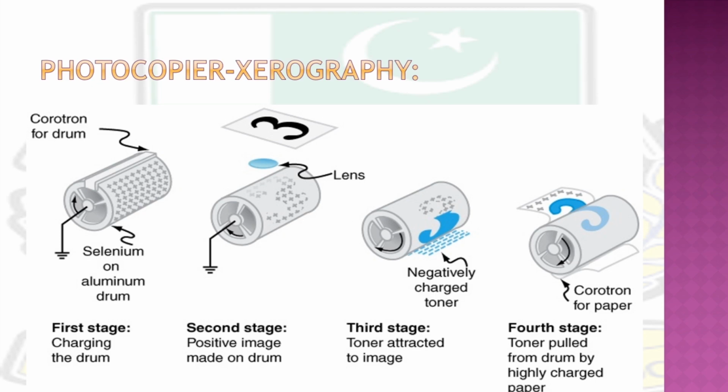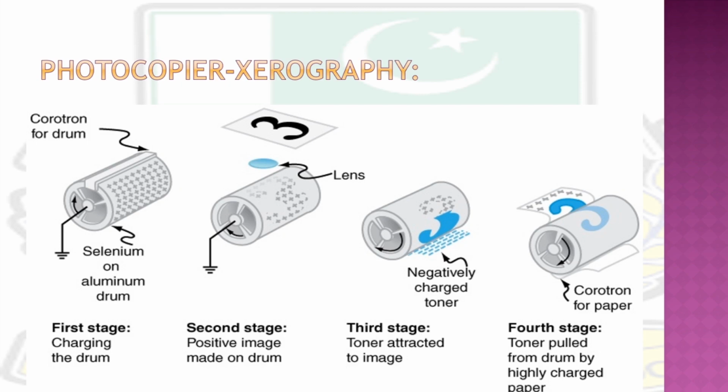Now students, observe that a selenium coated aluminium drum is sprayed with positive charge from points on a device called a corotron. Selenium is a substance with an interesting property. You can say that it is a photoconductor. That is, selenium is an insulator when in the dark and a conductor when exposed to light. So this is the property of a photoconductor.